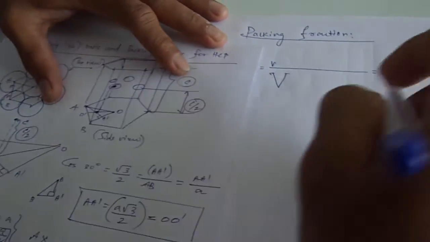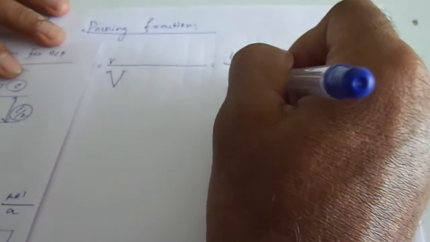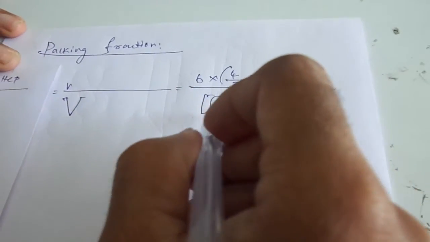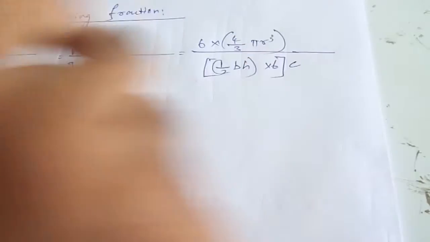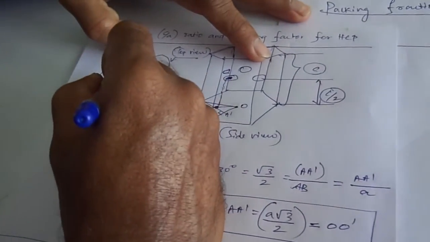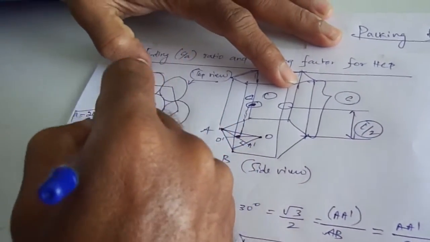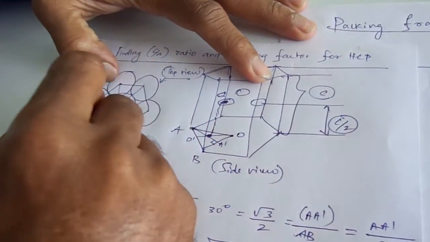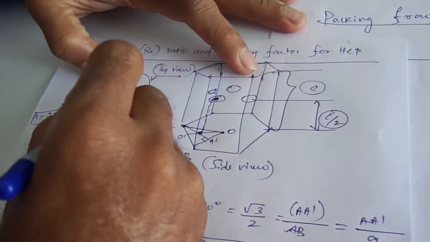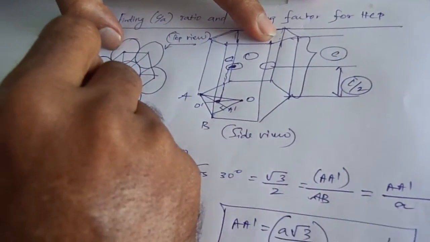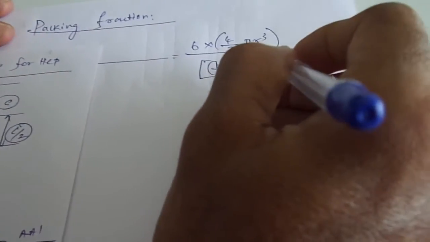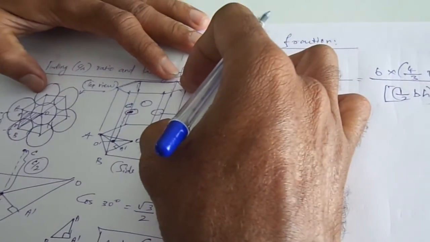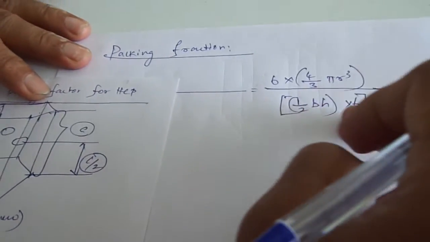The volume of the unit cell is obtained by half BH into 6 into C. That is, half BH is the area of one triangle. Say I am shading a portion here; this is the area of one triangle. Similarly, there are 6 triangles here. Connecting each atom center to the center, it creates 6 triangles. So half BH into 6 is the base area, multiplied with the height of the unit cell C. That gives the volume of the unit cell.